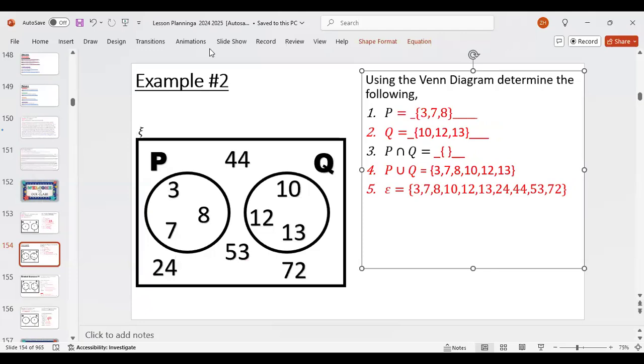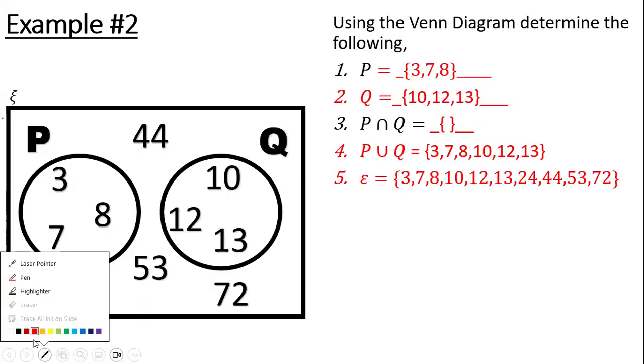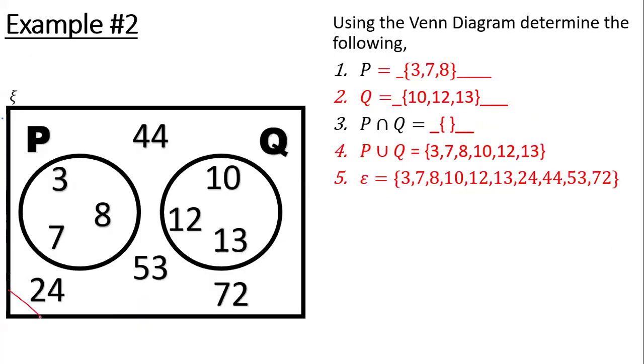So how did he get that? Where do you get these numbers from? The universal set is all of what? All of the numbers that are inside the rectangle. All of the numbers in the rectangle, right? And so we try to put it in order as much as possible.